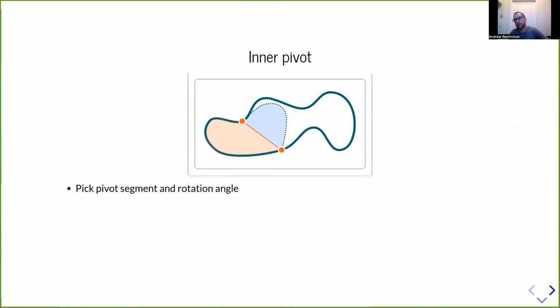Okay, so there are two sorts of pivots that I want to consider. One is what I call an inner pivot, which is the standard thing that you do in the pivot algorithm. Namely, you pick some pivot segment and you do a symmetry operation which, if you're trying to preserve topology, can really only be rotations. You pick it and you pivot it.